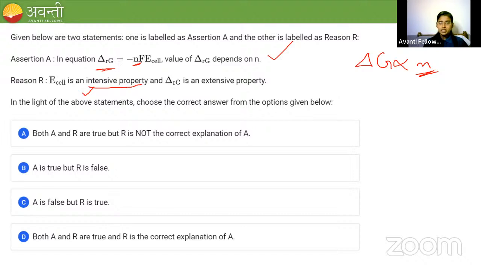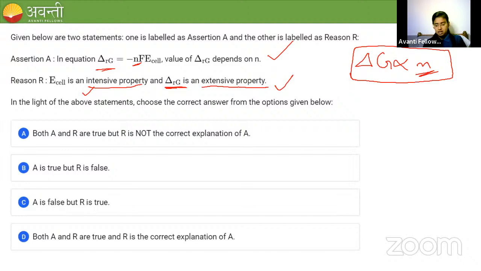But delta G is an extensive property, that is also correct because it depends on the number of electrons lost. So delta G is dependent on the number of electrons, meaning the quantity, the amount. Delta G depends on the amount. So that is what is given as the assertion here. So both A and R are true and R is the correct explanation for A.